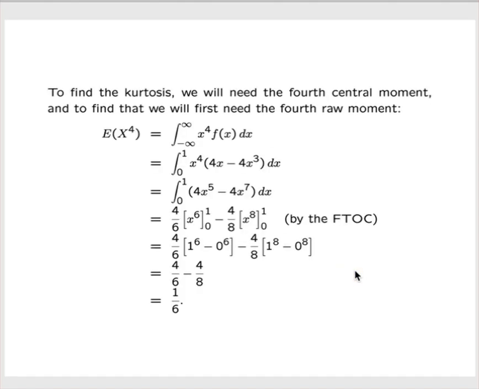And then finally, we'll find the fourth raw moment, after which we'll use the expansion formula to find the fourth central moment on our way to finding the kurtosis of the distribution. So again, doing these calculations, as you're now, I'm sure, becoming very familiar with, as well as the definitions for these various moments, we find that the fourth raw moment is 1/6.